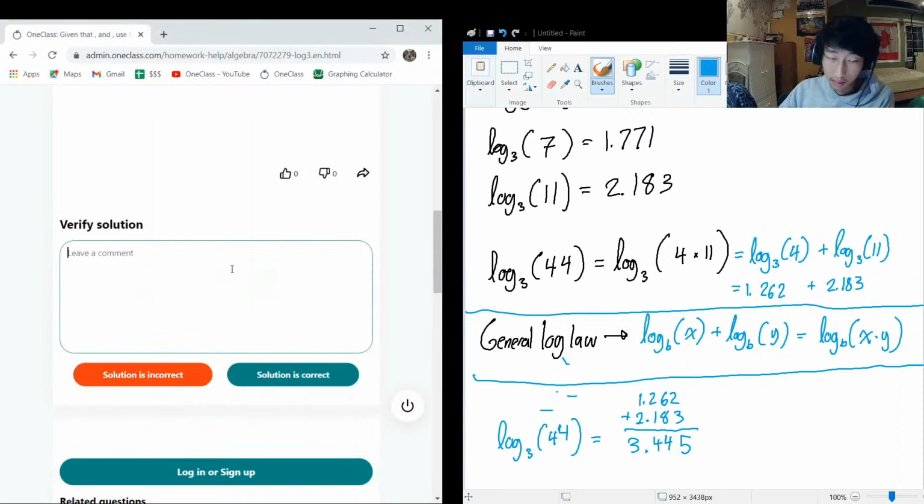So yeah, the above solution is awesome, and good job. Log rules are great, and they're very useful in many applications. So the solution is good.